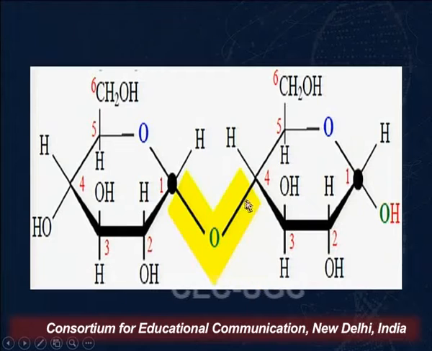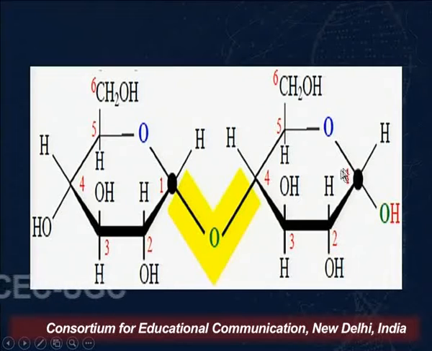second residue. That means the OH on the first carbon of the first residue, which is the anomeric carbon, reacts with the OH on the 4th carbon of the second residue, resulting in the alpha glycosidic linkage. And since the bond is between the first and the 4th carbon, we say it is a 1,4 alpha linkage.